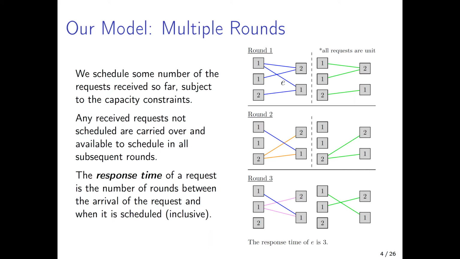In the figure, the received requests are depicted on the left, and the schedule in each round is shown on the right. We can see that edge E arrives in round 1 and is scheduled in round 3, so its response time is 3.